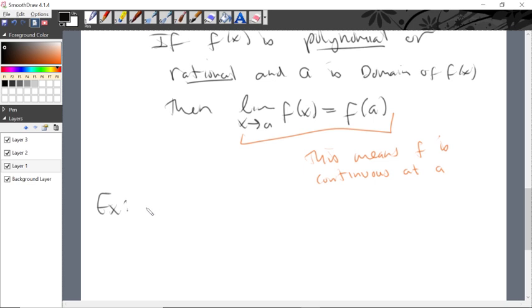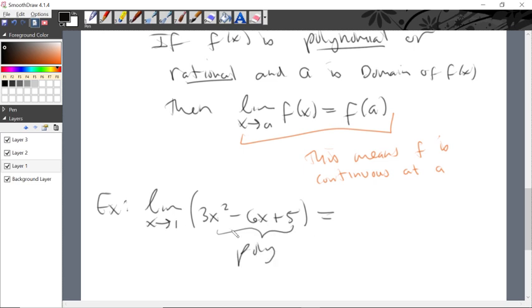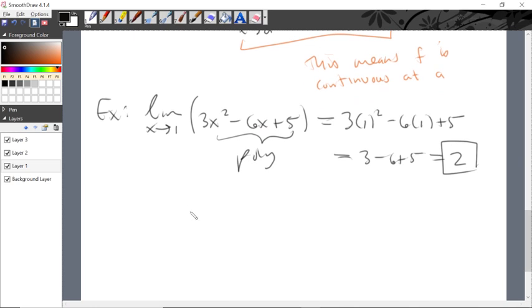Let's take the limit of a polynomial. I'll take the limit as x goes to 1 of 3x squared minus 6x plus 5. Real simply, by the direct substitution property, we have f of x, which is a polynomial, so we can just substitute in. So 3 times 1 squared minus 6 times 1 plus 5 and evaluate. So 3 minus 6 plus 5. 3 and 5 is 8. 8 minus 6 is 2. And we're done. Really easy when it's a polynomial.